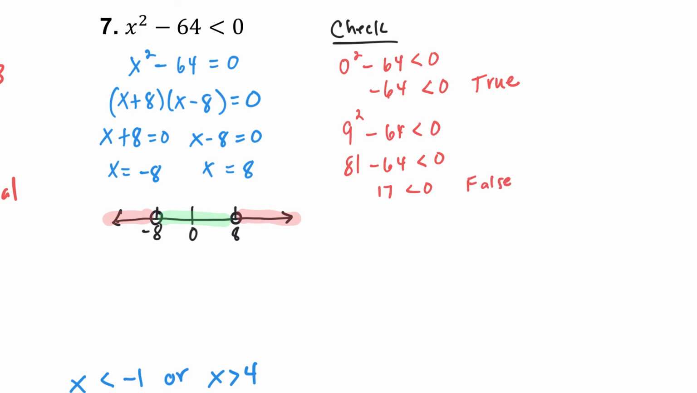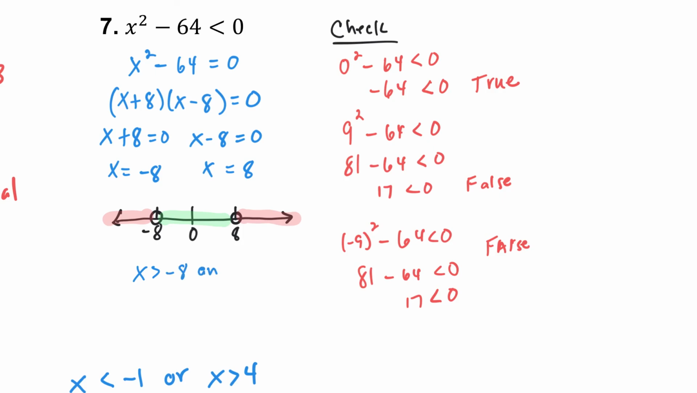And then if you check -9, you notice that that's 81 minus 64 is less than 0. Once again, you have 17 less than 0, and that's false also. So what's your answer? Your answer will be anything that is greater than -8 and x less than 8. That's your answer. Okay?